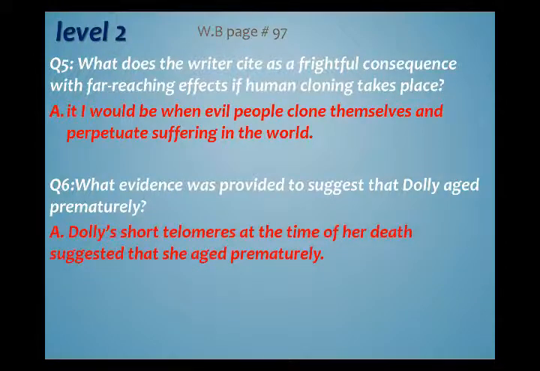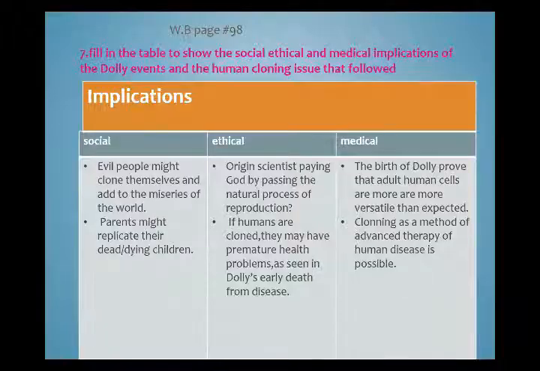The answer is Dolly's short telomeres at the time of her death suggested that she aged prematurely. Now we have one table, and we have to fill in the table to show the social, ethical and medical implications of the Dolly events and the human cloning issue that followed. So we have a few implications, and we have to tell the social, ethical, and medical implications of Dolly's event.